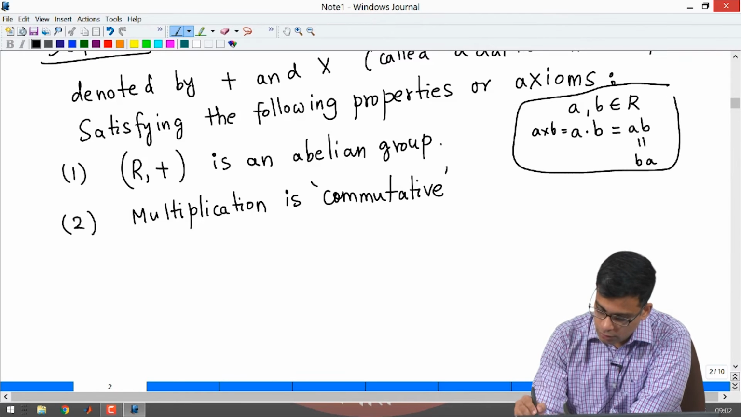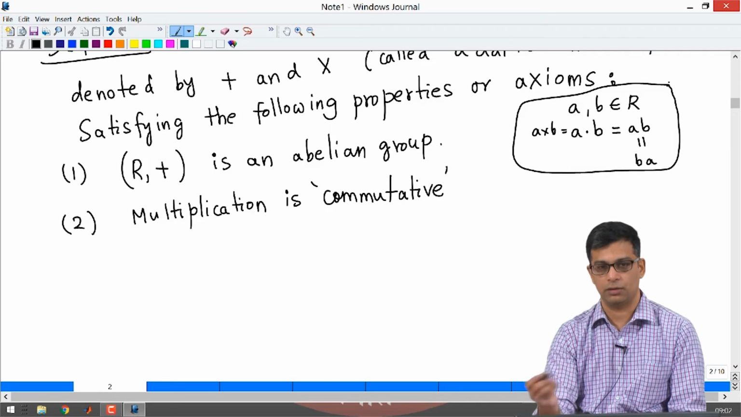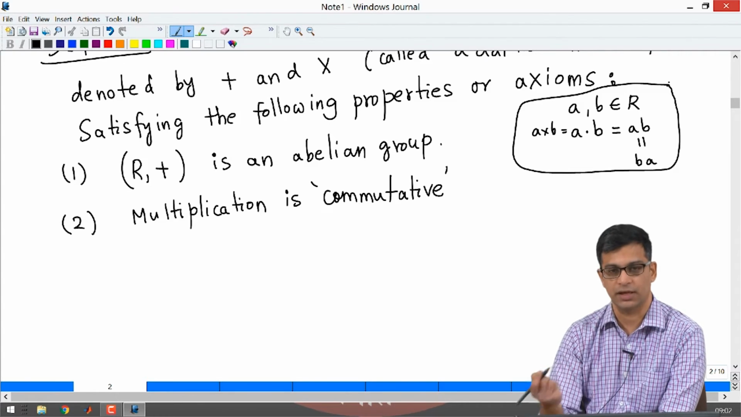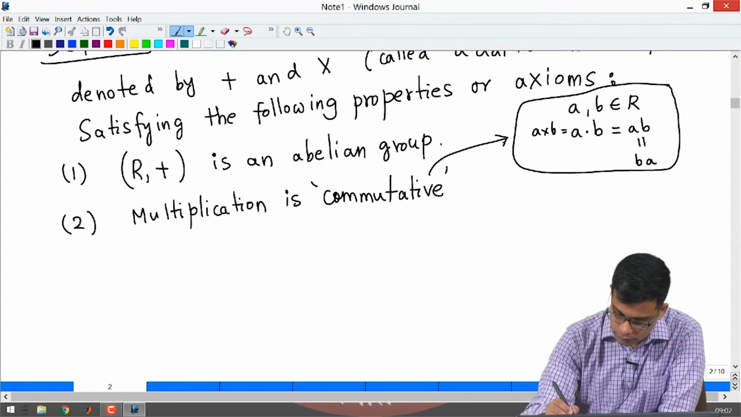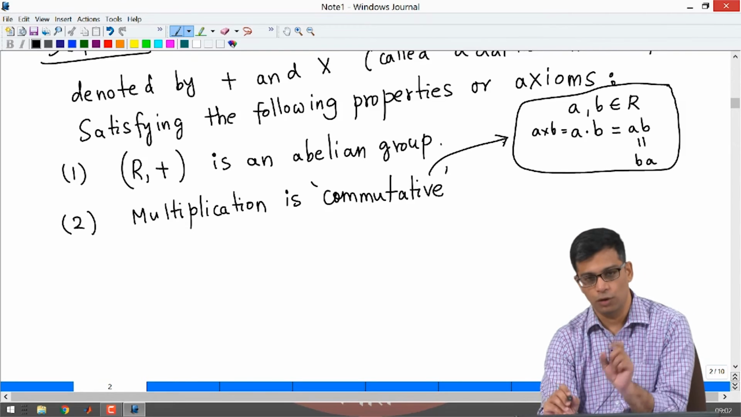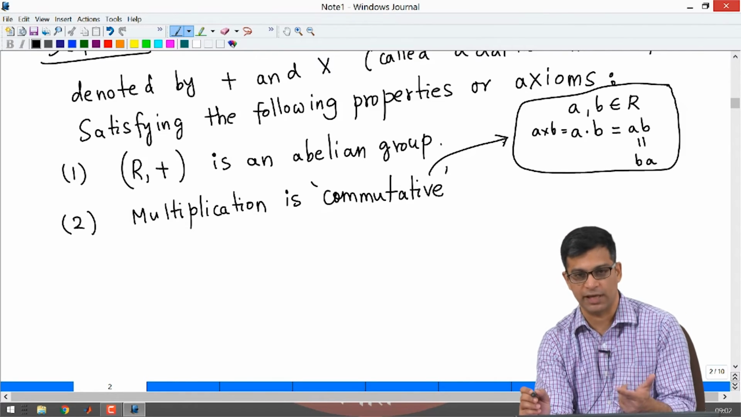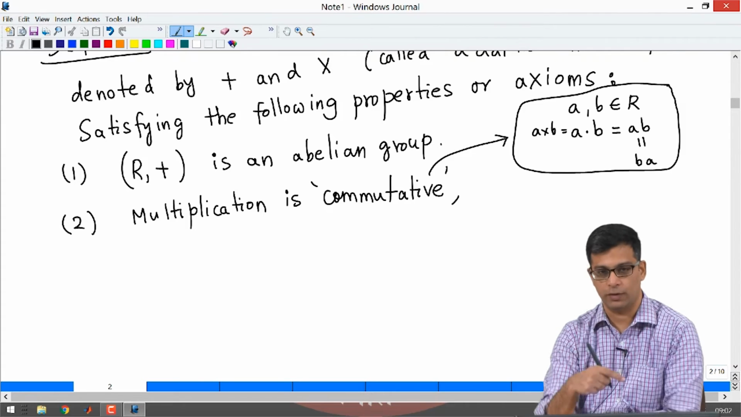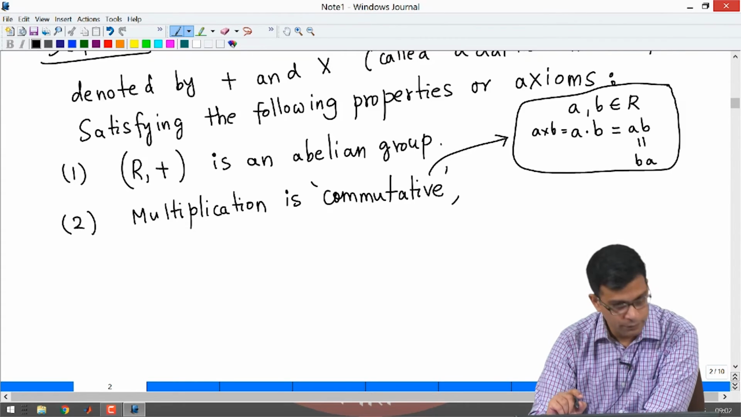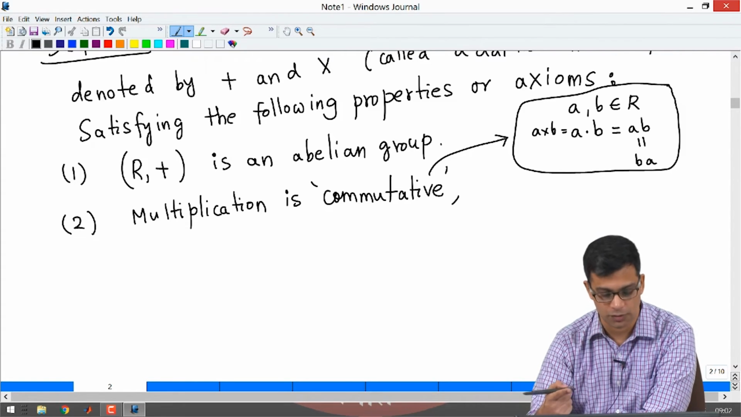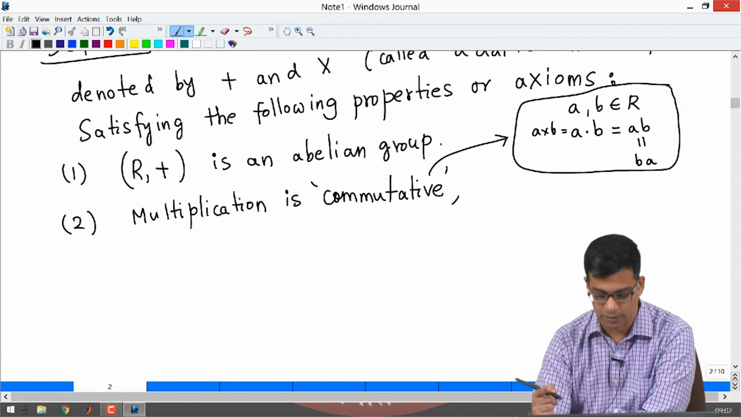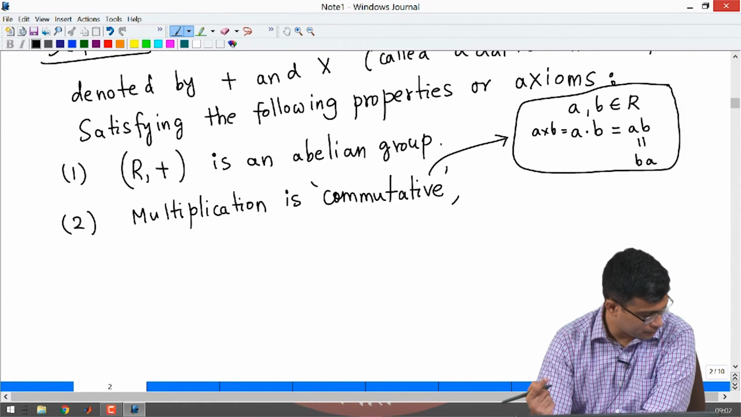Remember, abelian groups are what we call commutative groups. Commutativity is just another word for abelianness. So, no matter how you multiply the two elements, you get the same answer. AB is the same as BA. So, multiplication must be commutative. Remember all the examples that we looked at: multiplication was commutative because all the examples were subsets of complex numbers, where multiplication is commutative.